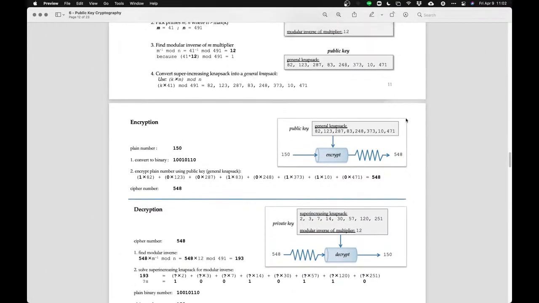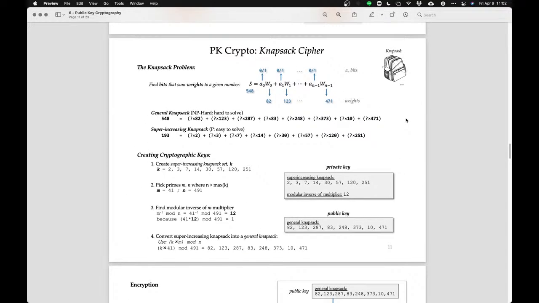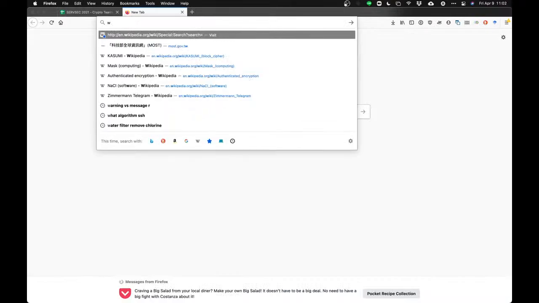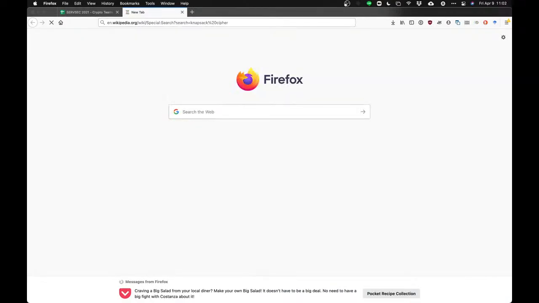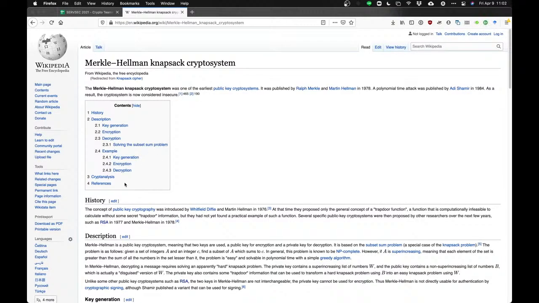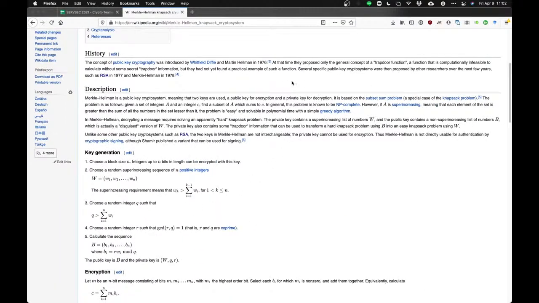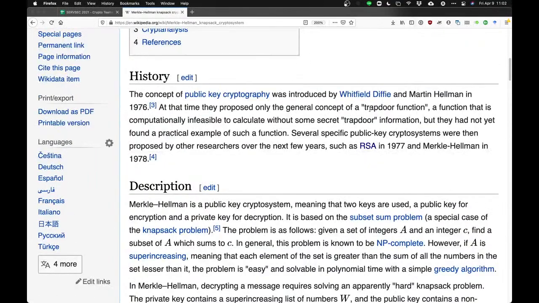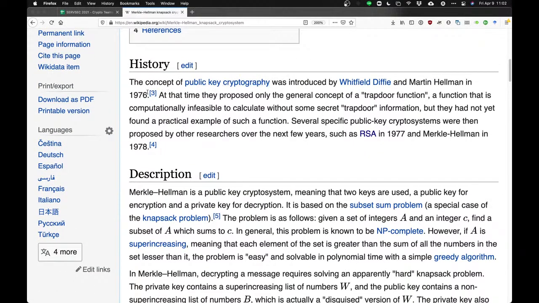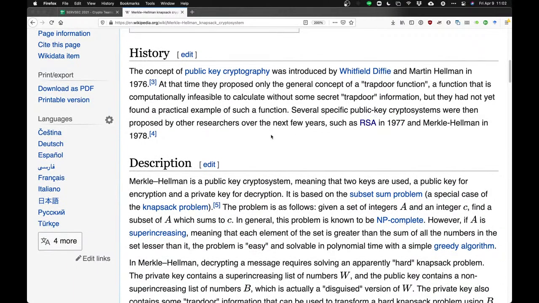So this cipher was actually used for many years, and when did we stop using it? Let's take a look. Knapsack cipher. The Merkle-Hellman knapsack crypto system. Let me zoom this up and let's read this together. It was created in 1976. The idea was created. As time passed, they proposed a version of it. Within a couple of years, they had a much better system, but this was an early system.